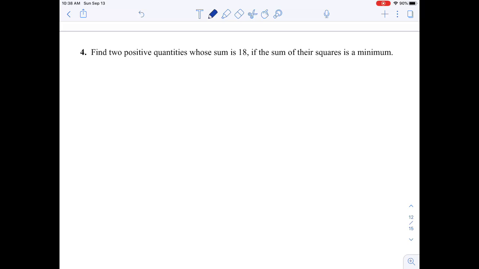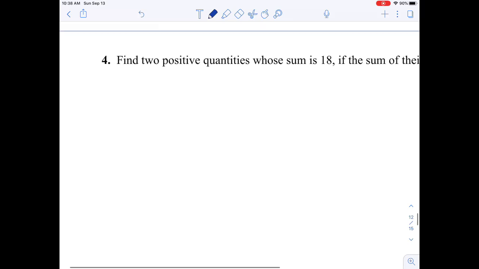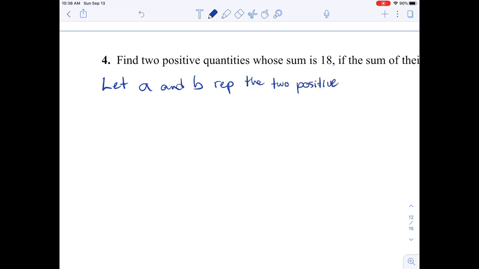Well, we need to find two positive quantities whose sum is 18. Well, in general, that means we're looking for two positive numbers for two different quantities. So I'm going to use that as my first let statement, or my first variables that I'm going to define. And I'm just going to use A and B. So let A and B represent the two positive quantities.